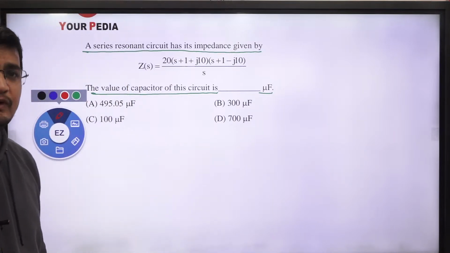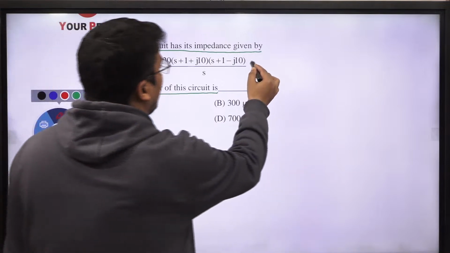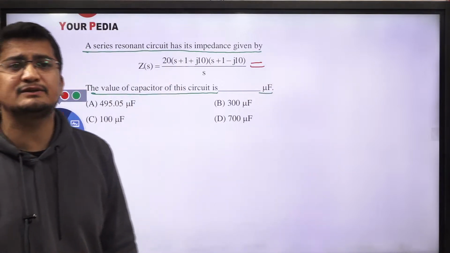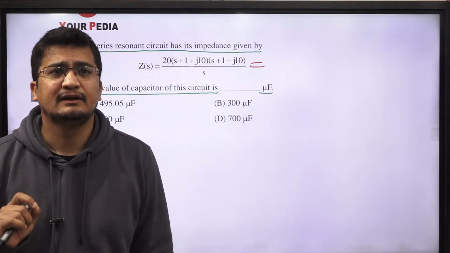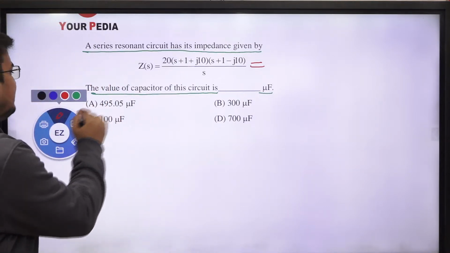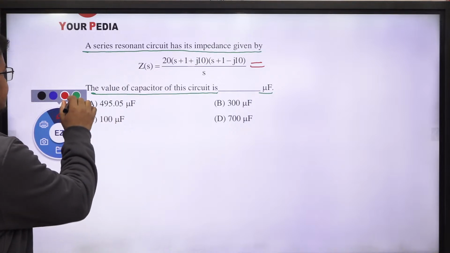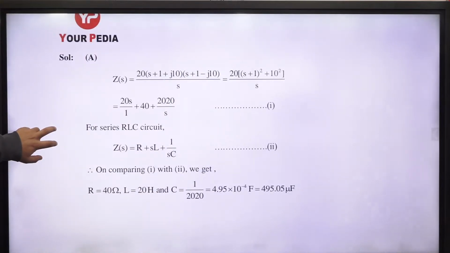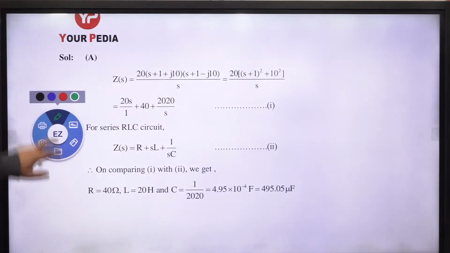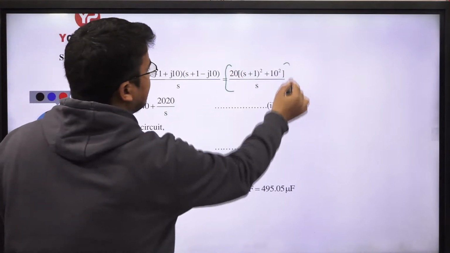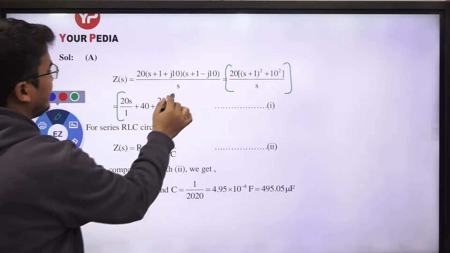So guys, can I do one thing? Can I solve it, open the expression, and compare it with the series impedance of the RLC circuit? Tell me, can I do it like this? So the answer will be option A. What I will be doing, you can see here what I did: I simply open the given expression, and if I solve it, I will end up getting this.